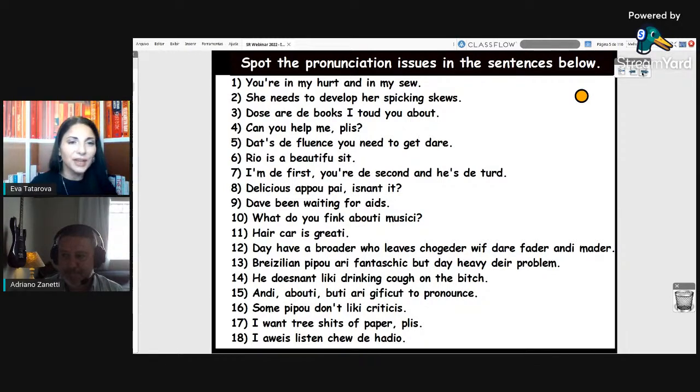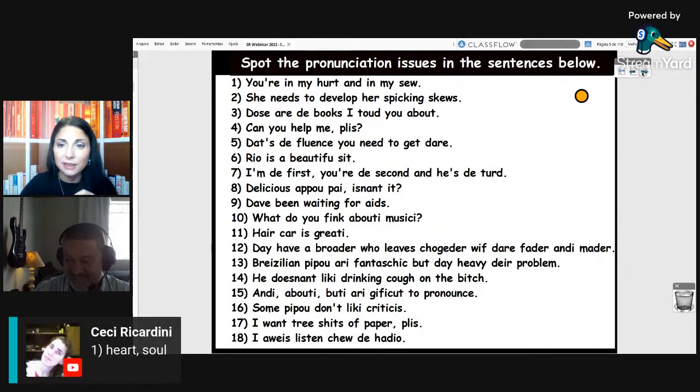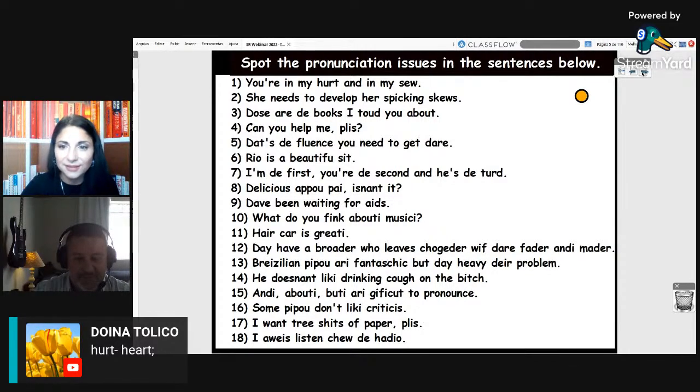So, Adriana, how would you like us to do that? I can see the first sentence: "You're in my..." I believe it should be heart, right? Yes, in my heart and in my soul. Exactly. I give an example. Maybe participants could just type the incorrect word and the correct word, right? Thank you, Cecile. Thank you for the help, Eva.